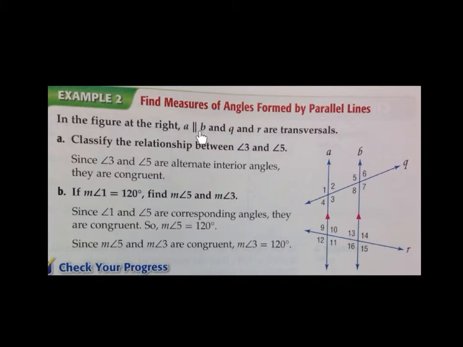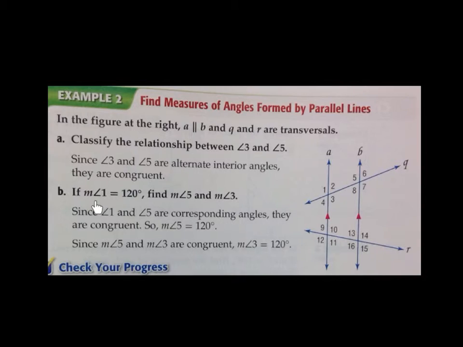So here we can see that A and B are parallel to each other. These arrows also show that. And Q and R are the transversals. They go through those parallels. Now if we're asked to classify the relationship between angles, like we are here, between angle 3 and 5, it's basically saying, what do we know about these? So we know that 3 here and 5 here are interior, right? They're on the inside of the parallel lines. And we also see that they alternate. There's one here and one over there. So we know they're alternate interior angles, and we also know by that they're congruent, or the same.